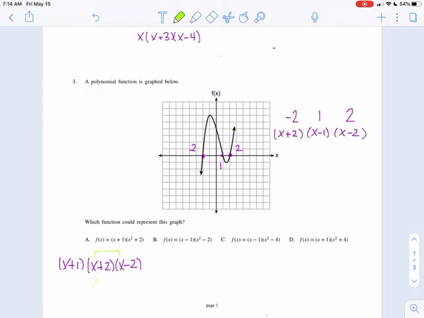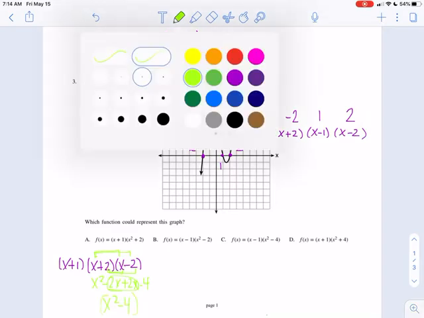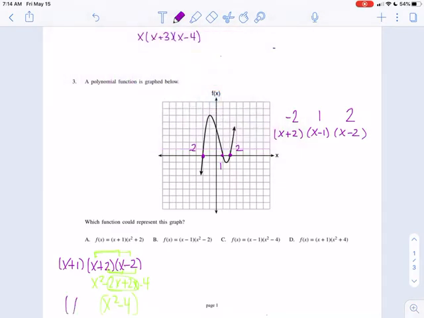X times x is x squared. X times -2 is -2x, plus 2x, minus 4. These will cancel out, and I'm left with x squared minus 4 times x plus 1. Okay, is that the answer for A? No, they don't match, so A is not my answer.